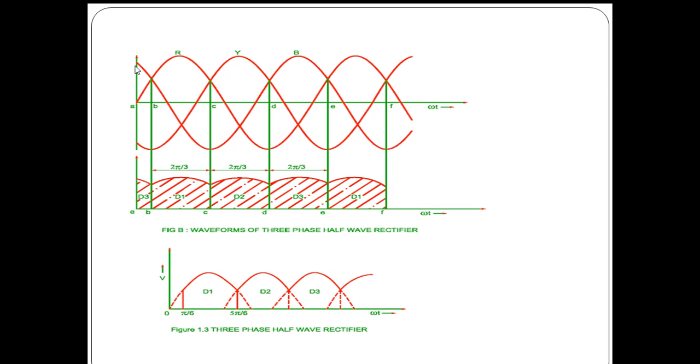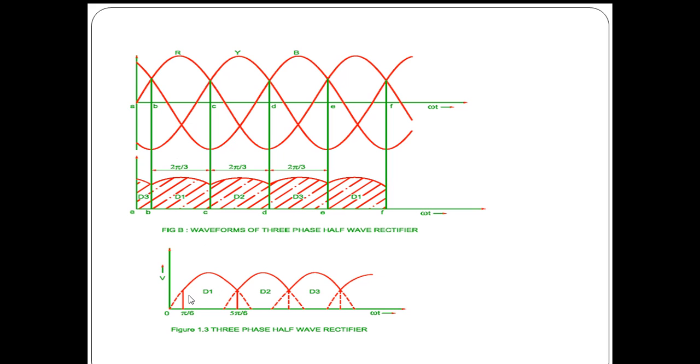Okay. So in the output, the phase which is subjected to more forward bias will be available. Whenever the device is subjected to forward bias, the device will be in conduction. If we closely observe this portion, R phase is subjected to more forward bias. The diode which is connected to R phase is D1. So D1 will be in conduction from this point to this point, for a duration of 120 degrees, 2 pi by 3.